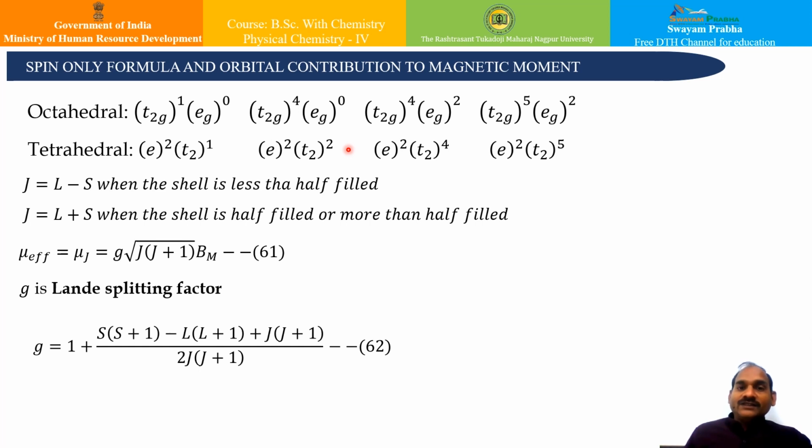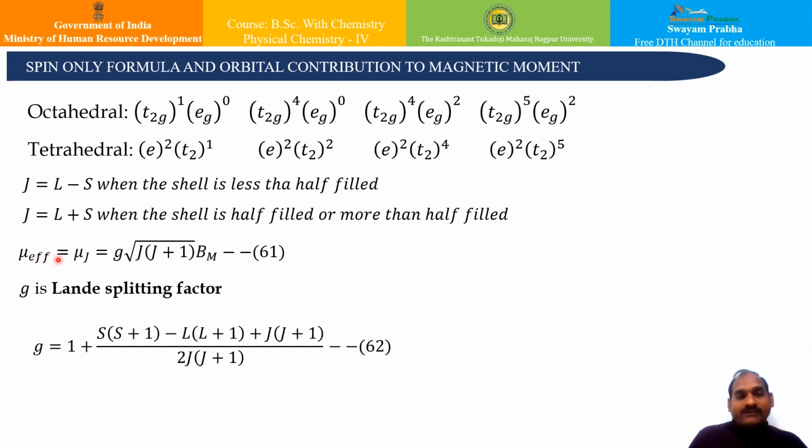Now in higher transition series elements and in lanthanides and actinides, the spin motion and orbital motion couple together to give the new quantum number J, which is given as J is equal to L minus S when the shell is less than half filled, and J is equal to L plus S when the shell is half filled or more than half filled, isn't it? So my value of J will be related to the magnetic moment in this particular fashion.